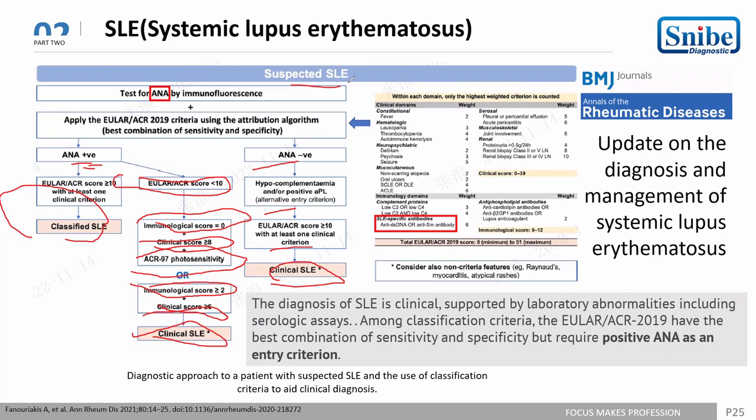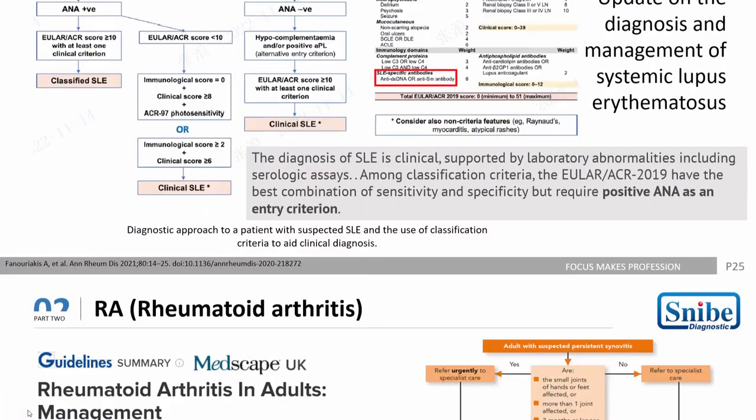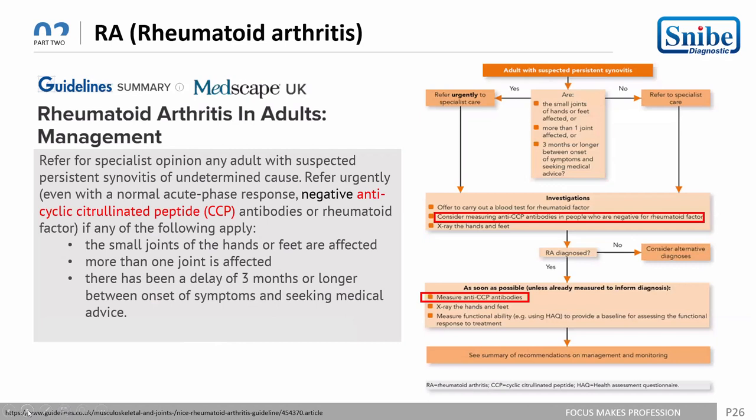So if we move to the next slide, rheumatoid arthritis. Basically, rheumatoid arthritis is expected with suspected persistent synovitis. The serological marker for this test is anti-CCP. This is a highly specific marker for rheumatoid arthritis as compared to the RF test, antibodies testing, or RA test, which is used in the lab for screening.